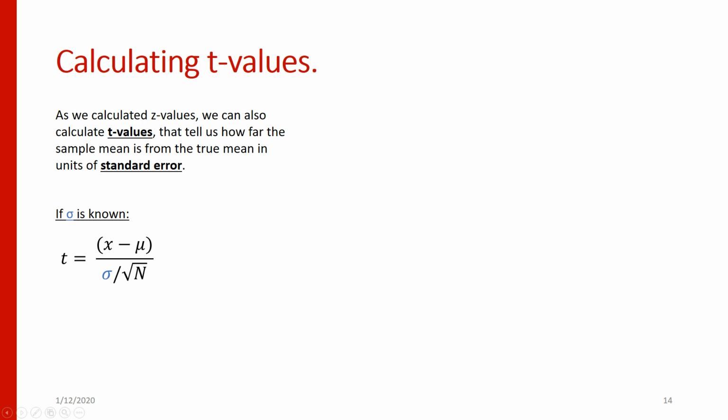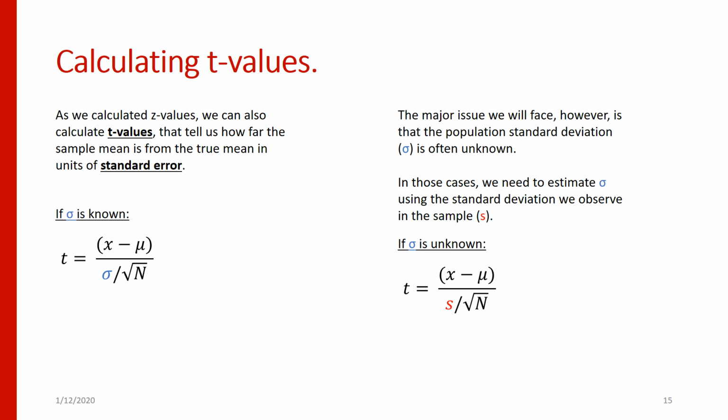So we can calculate t-values in exactly the same way that we calculated z-values before. It's just now we have to remember that the standard deviation we're talking about is actually the standard error. Now, one issue we're going to face, though, is that the population standard deviation is often unknown. We usually don't really know what sigma is.